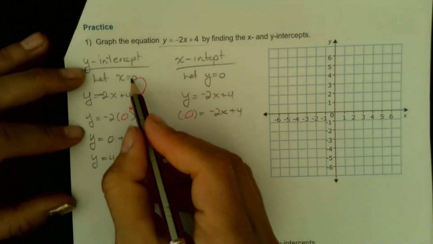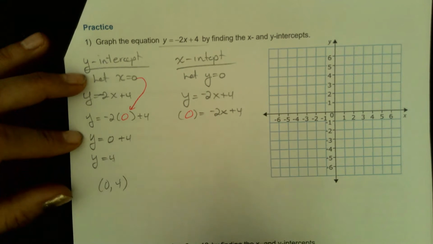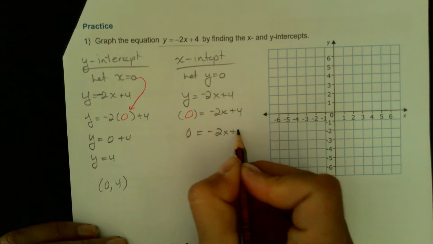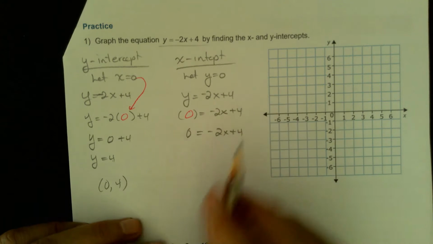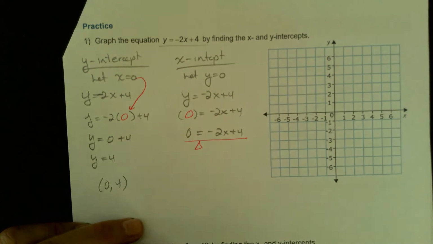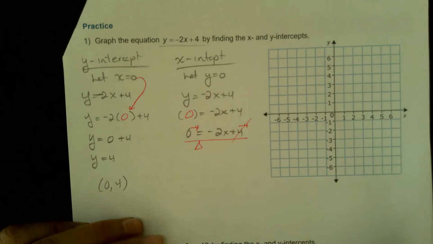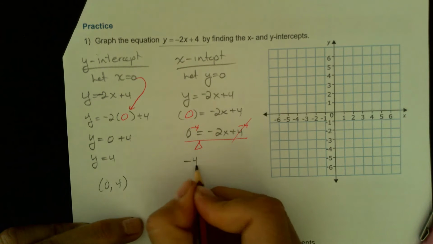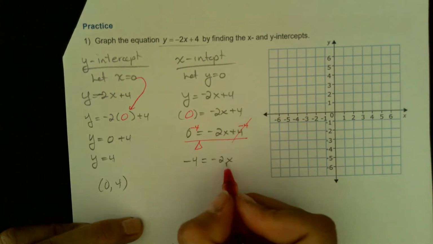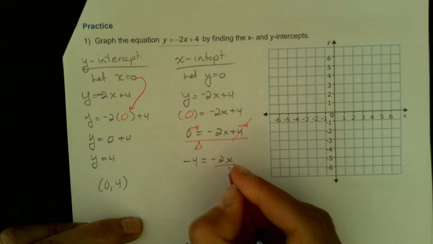Okay, so my first ordered pair is if x is 0, y is 4. Now I have to solve for x. And it's like a scale. So I want x by itself, so I'm going to get rid of the 4 first. So I'm left with -4 equals -2x. I want x alone, so I have to get rid of the 2, but because it's multiply, I have to do it this way.